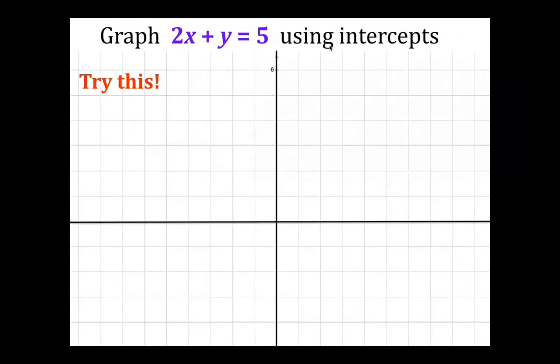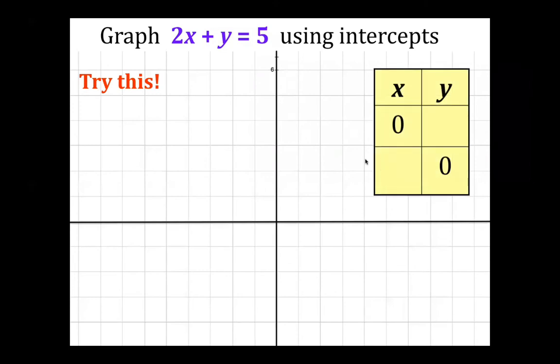Here's one last one for you to try on your own. You have 2x plus y equals 5. I'll go ahead and first substitute 0 for x to find my y-intercept. So 2 times 0 plus y equals 5. 2 times 0 is just 0, so it cancels, and you're left with y equals 5. No additional solving to do to find your y-intercept. So your y-intercept will just be 5.